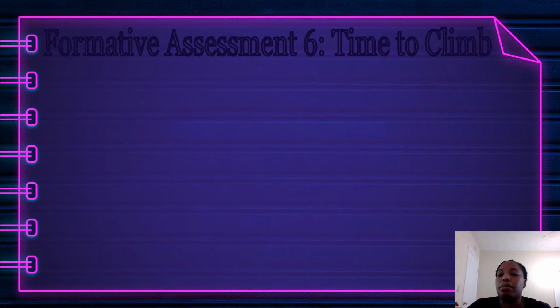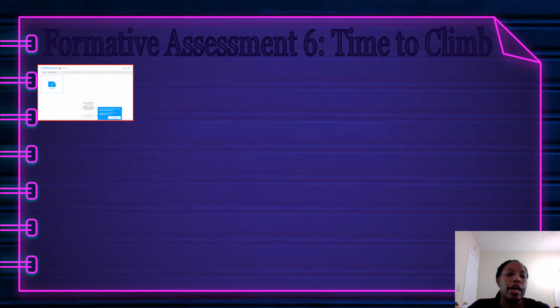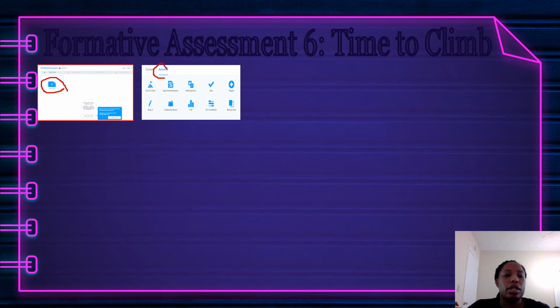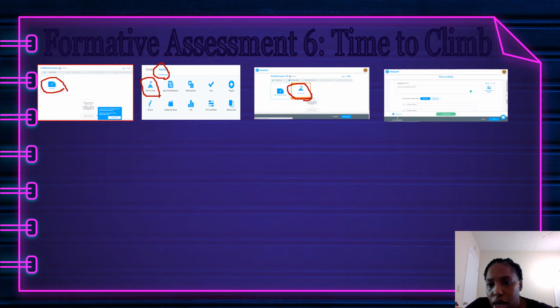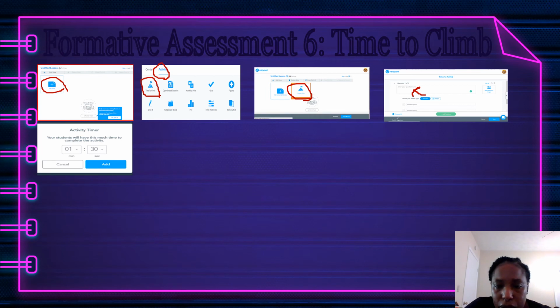Okay, forms of assessment 6, time to climb. You are in edit mode. Click on activities. Click on time to climb. You're going to add in your question. It's going to automatically include the time, which is right here. I know you can't really see it, I apologize, and then you just go to add.